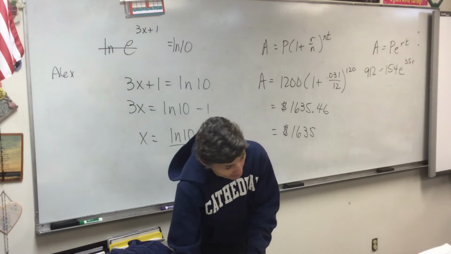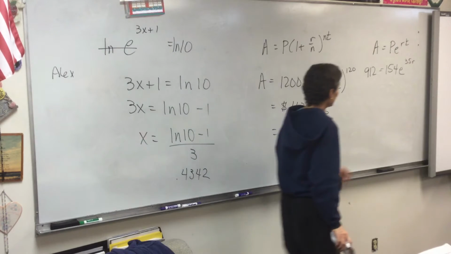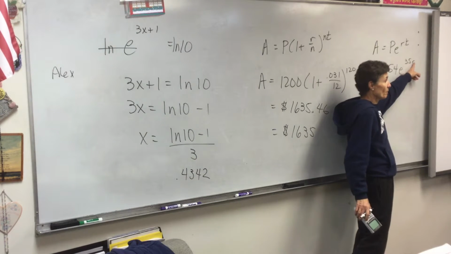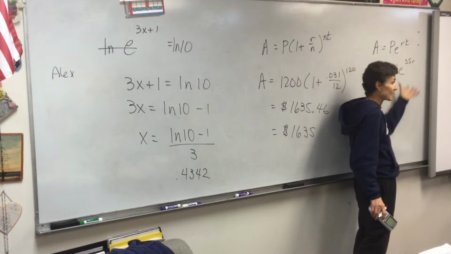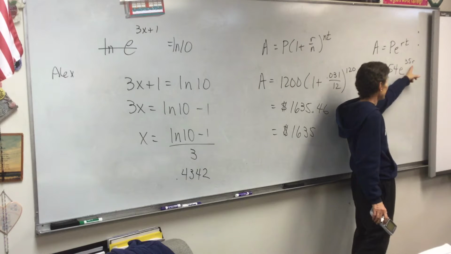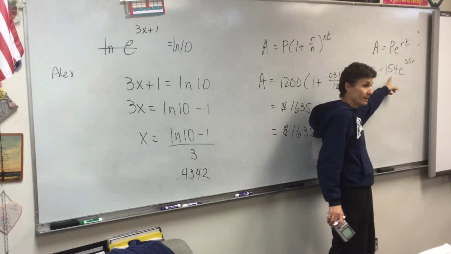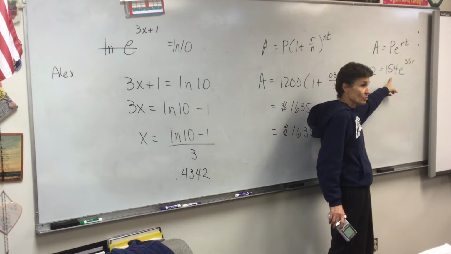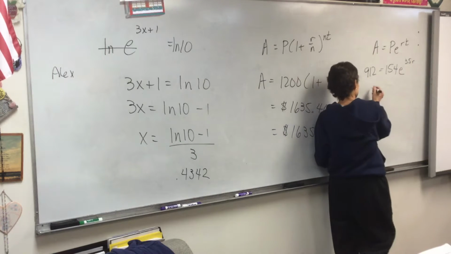Now, I had the same situation I had a minute ago. My variable is up here in the exponent. I'm going to need logarithms because I've got to get it down. But I can't get that r down until I get rid of that. So step one is divide.